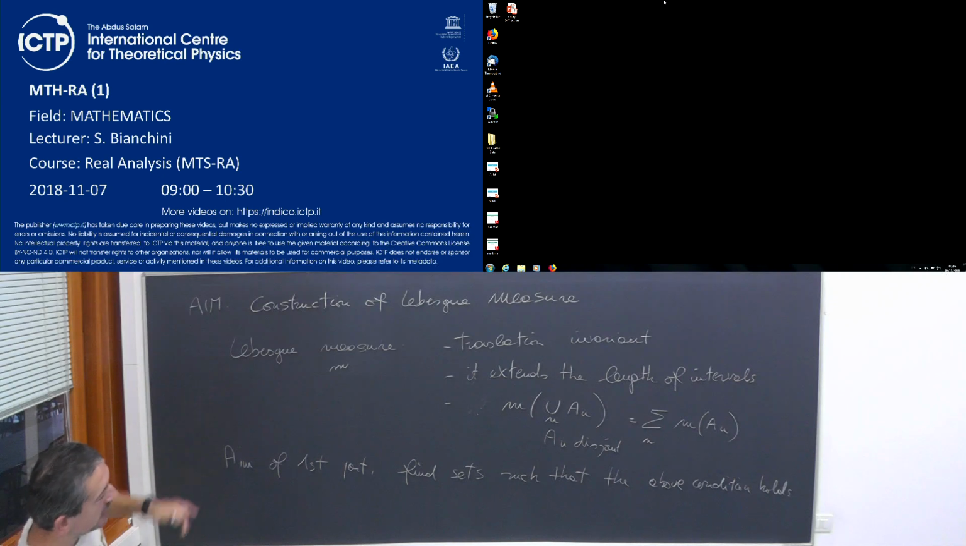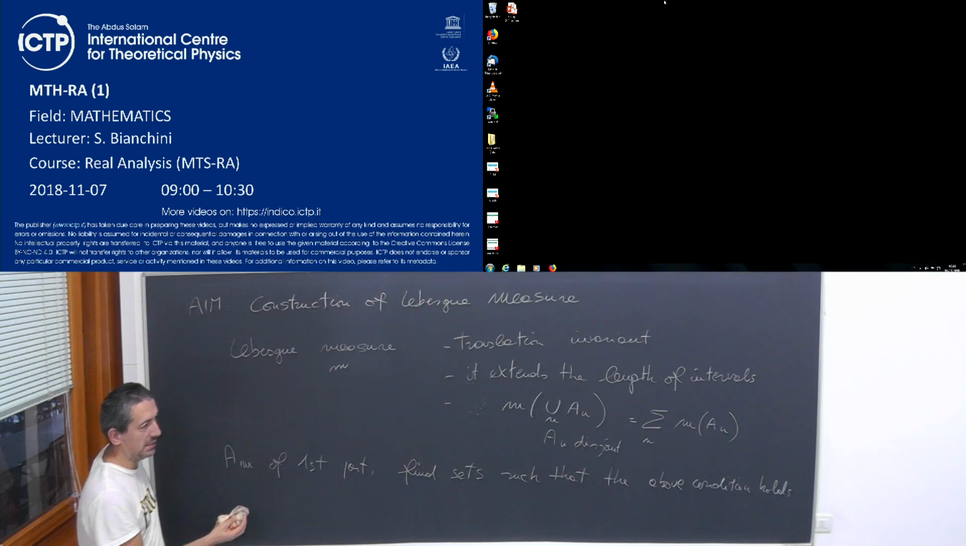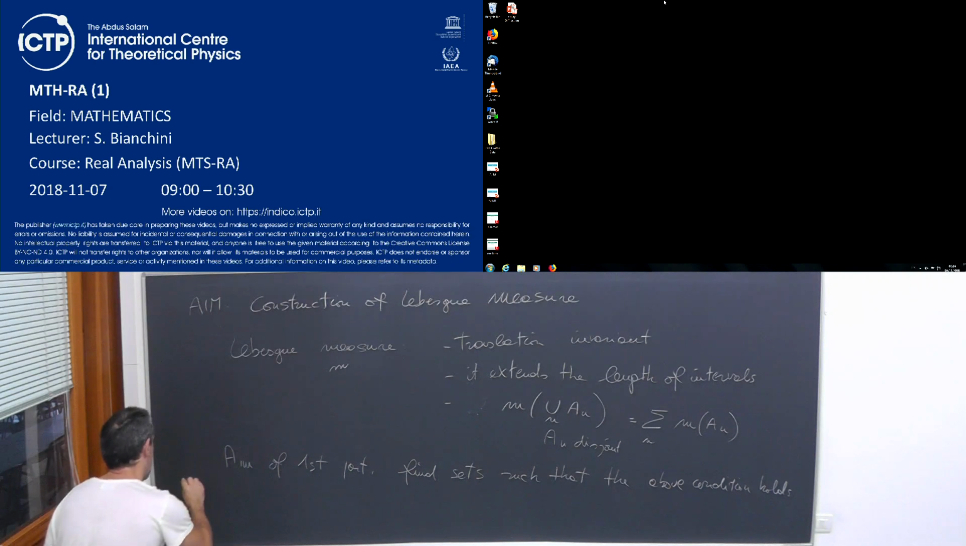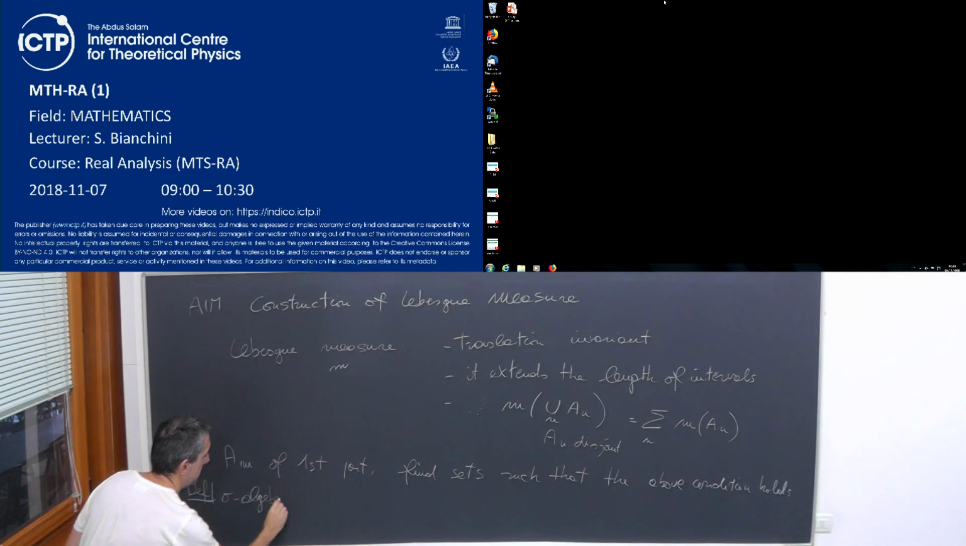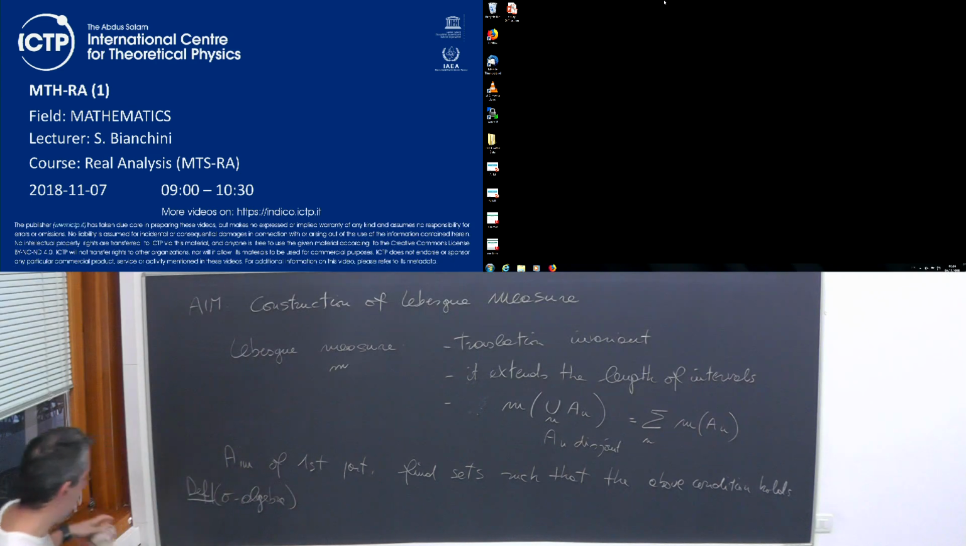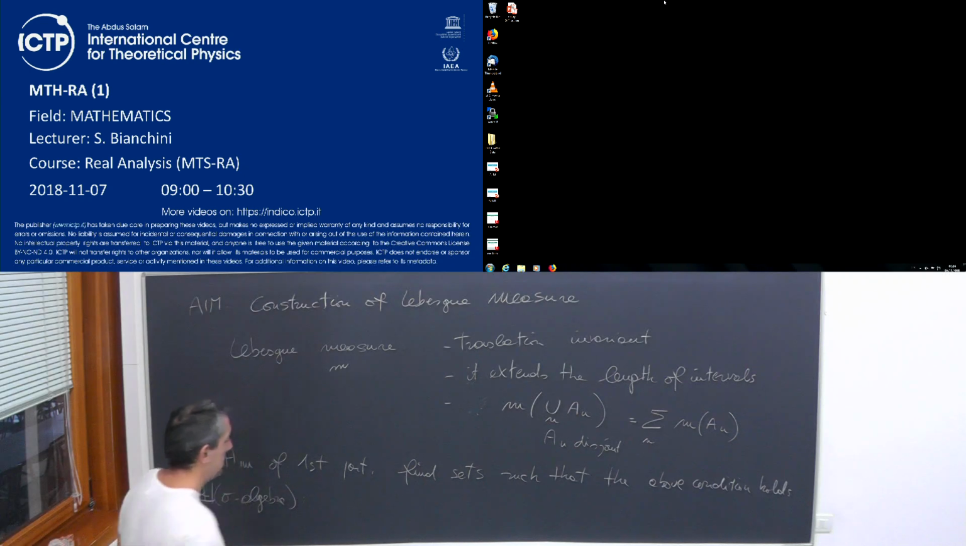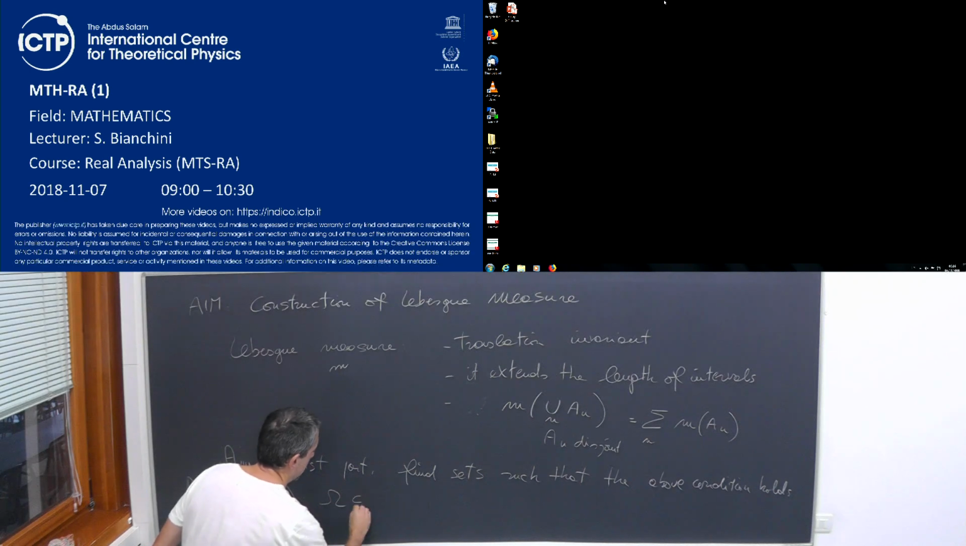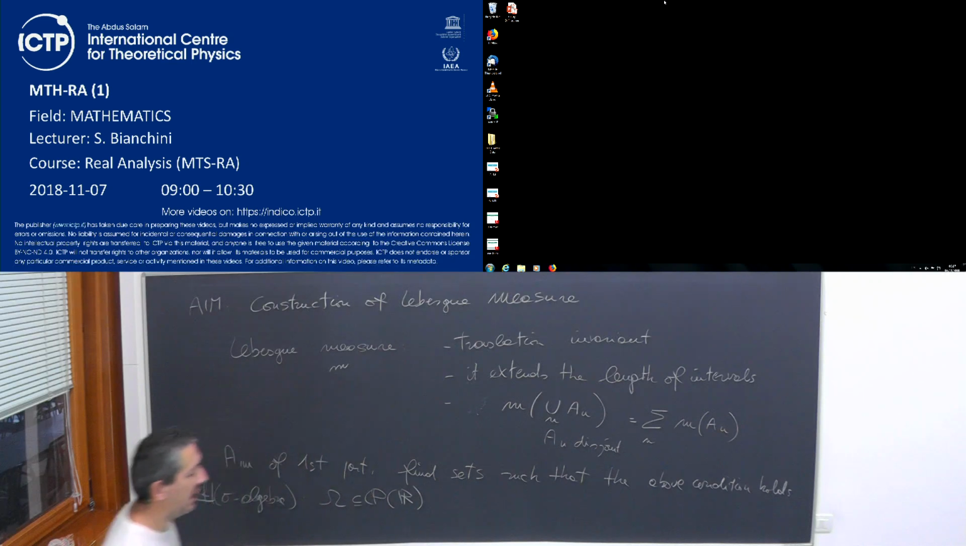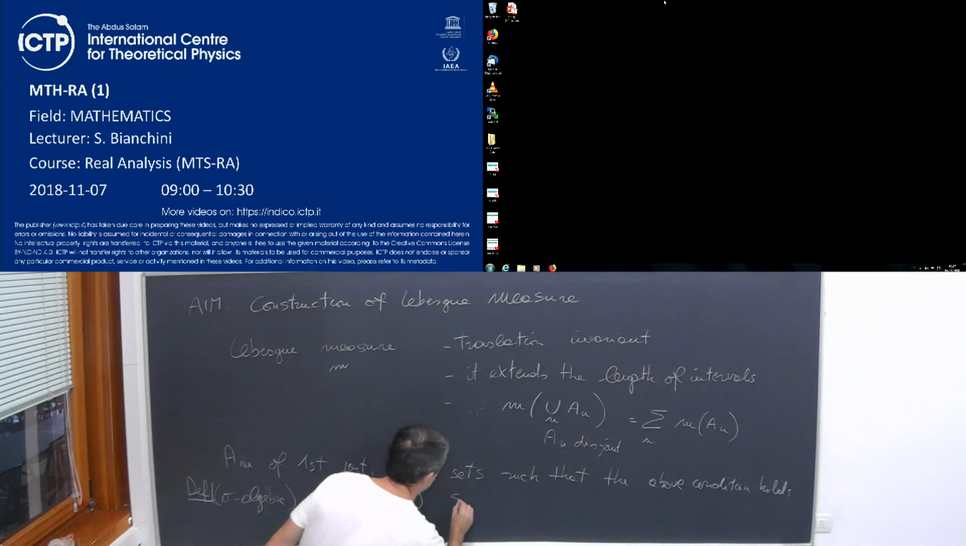So together with the measure, you have what is called the sigma algebra. The condition holds, and that is the definition of sigma algebra, which is pretty natural at the end. So a sigma algebra is a family, let's say Omega, contained in the power set of R, or of any set, such that.